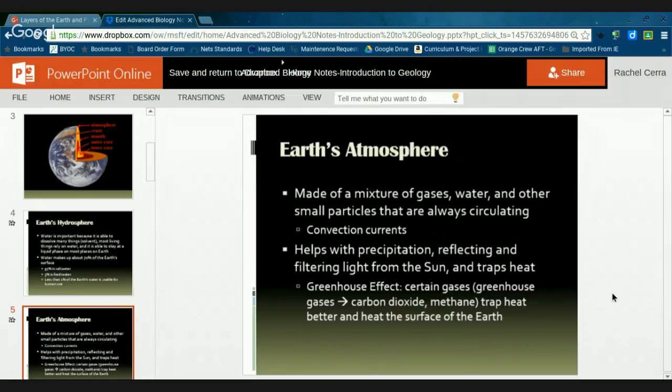Okay? The importance of our atmosphere is that it's going to help with precipitation, so rain, snow, sleet, hail, all that fun stuff. It's going to reflect light, and it's also going to filter the sunlight. So it's going to filter some of it. It's not going to filter all of it. You're still going to get some ultraviolet light reaching planet Earth, which is how you're able to tan in the summer, if you can tan. But it does filter out a significant portion of it.